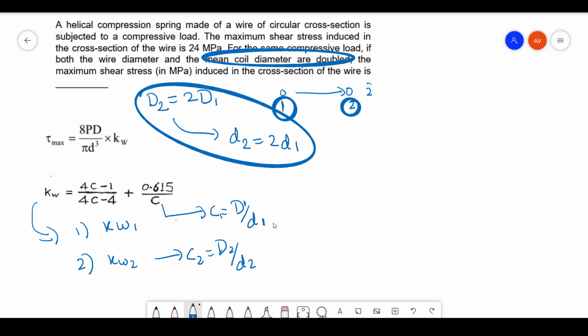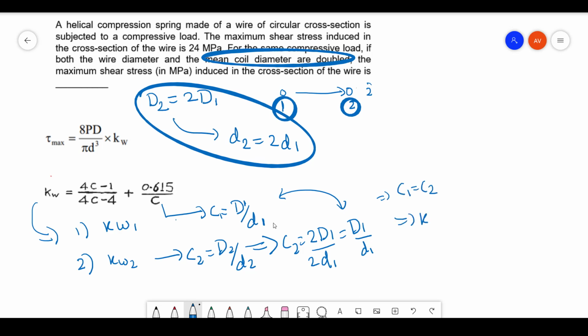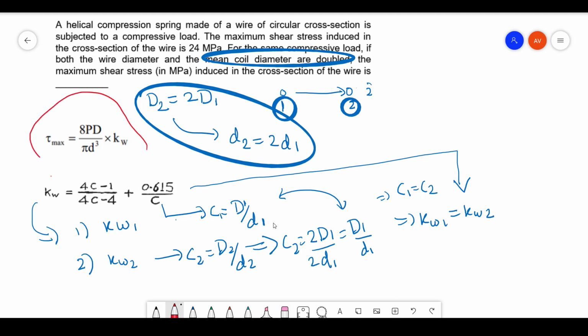That means we can write C2 is 2 D1 by 2 small d1, which is again capital D1 by small d1. So your C1 and C2 are the same. C1 is equal to C2. Therefore Kw1 is equal to Kw2. That is the conclusion we arrived at. Now let's go ahead with this particular form.